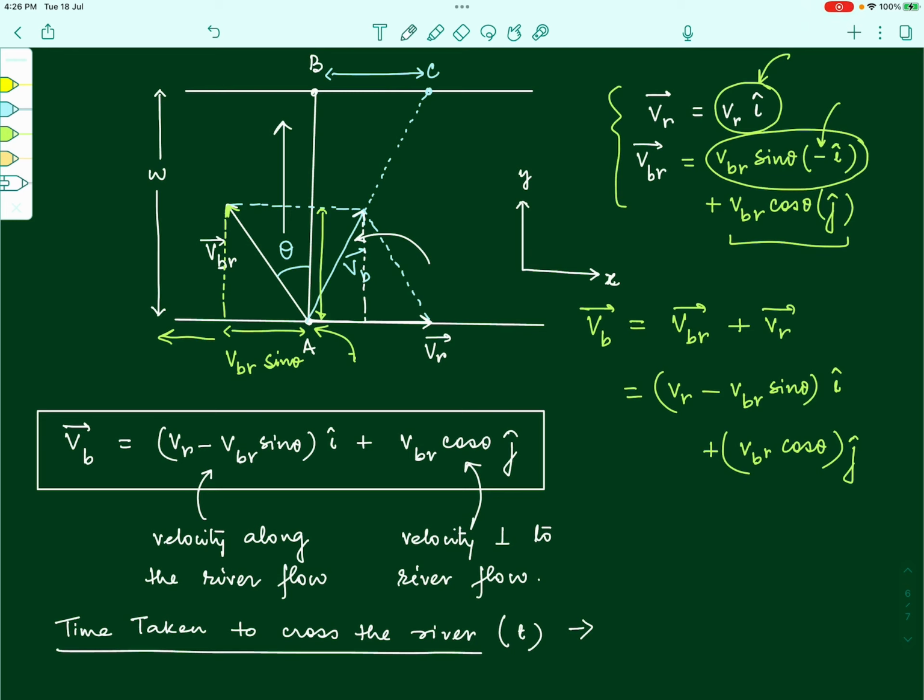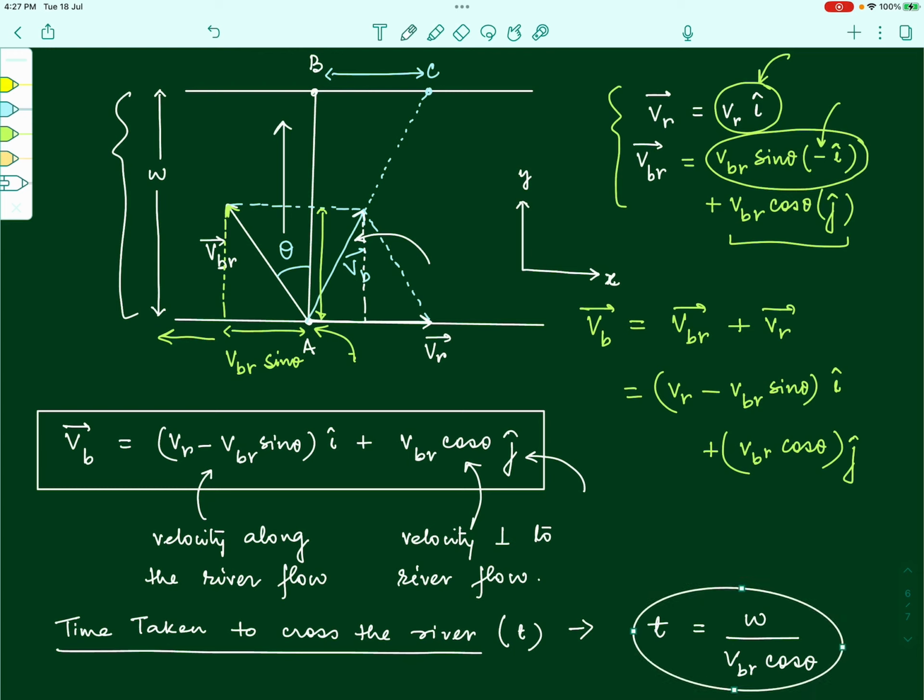Across the river, understand that t, the time, will be the distance travelled divided by the speed with which it is travelled, right? So, if the river has to be crossed, the width of the river has to be crossed. That means the distance to be travelled will be W divided by the speed with which it is travelled. Now, what is the speed of the boat across the river? It is this component, isn't it? So, VBR cos theta. This then gives you the time in which the boat will cross the river, an important relation that you can use directly in your questions that come from the riverboat problem.